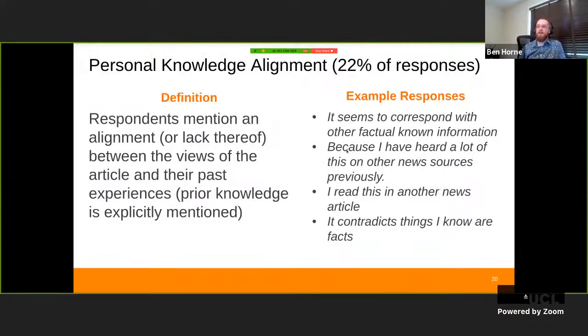The third one, which I think is sort of complex, is personal knowledge alignment. So often this overlaps with personal belief alignment, because at what point are your beliefs based on your prior knowledge or not? They're sort of overlapping. The difference here in our definition is that there is some explicit pointing to a past piece of factual evidence, whether that's a previous news article or some other factual information that they know. So for example, some people would say, because I've heard a lot about this topic in other news articles, it contradicts things I know are facts, etc. Right? So the reasoning is that the article does or does not align with their knowledge.